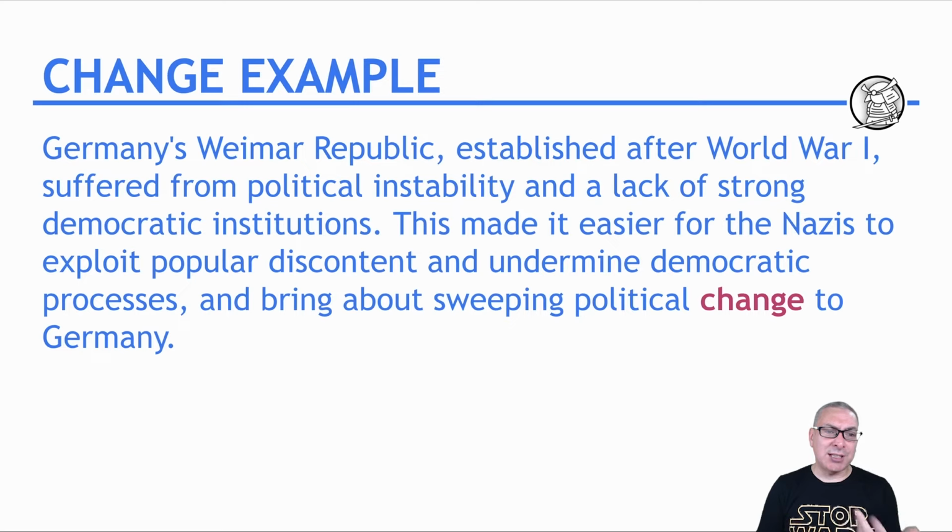So an example of change might be Germany's Weimar Republic, right? It was created after the First World War. It was politically unstable, and it didn't have strong democratic institutions. So that made it easier for the Nazis to exploit people's discontent, right? And undermine the democratic process. And that led to sweeping political change.